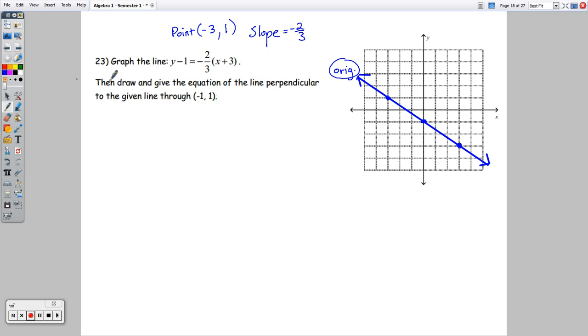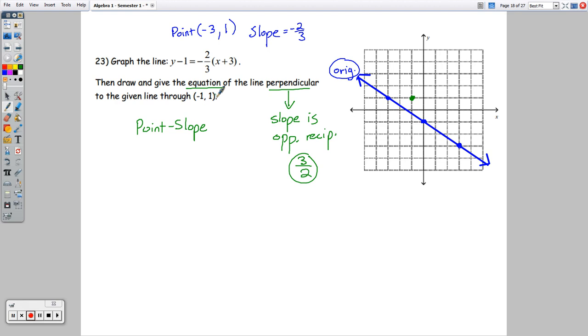So I'll go green for the perpendicular part. Negative 1, 1 has to be a point on that perpendicular line. So I'll start by drawing that, and I'm going to give the equation of it. So in point slope form, if it's perpendicular, the slopes have to be opposite reciprocal. The opposite reciprocal of negative 2/3 would be, flip it, that's negative 3/2, and then make it the opposite of what you see. So positive 3/2 would be the slope.